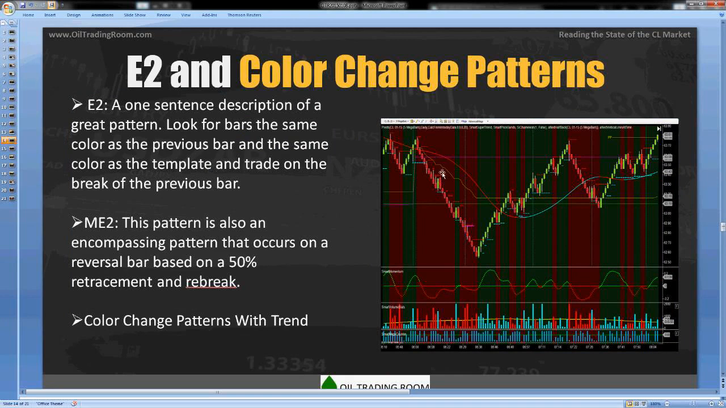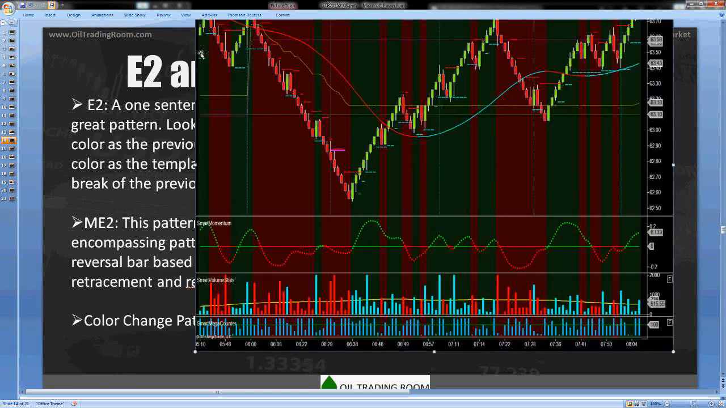Sometimes that tail will go all the way up and take out 2 bars, and you can enter 2 bars back. I don't see any of those right offhand. There's another pattern called the Me2, the modified E2 pattern. That pattern is also an encompassing pattern, but it occurs on a reversal bar. Reversal bars occur at key pivots. If I blow this up again, this is a reversal bar right here. You get a 50% retracement of that bar and it continues higher.